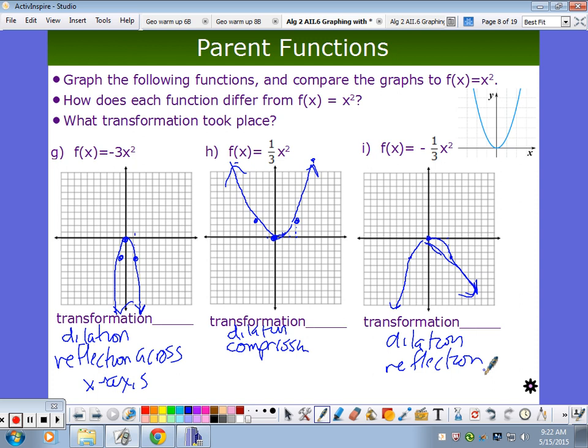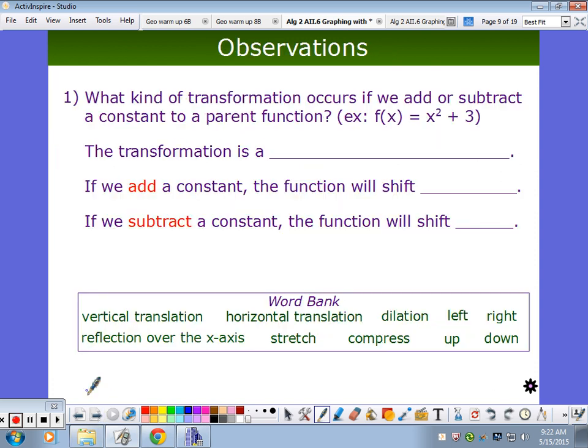So, okay, we just did a bunch of things playing with x squared. Let's see if we can draw a few conclusions here. I think we can. I'm thinking about our observations here. So the first question, what kind of transformation occurs if we add or subtract a constant to a parent function? So for example, x squared plus 3 or x squared minus 3. What kind of transformation do you get? Yes, sir. A translation.